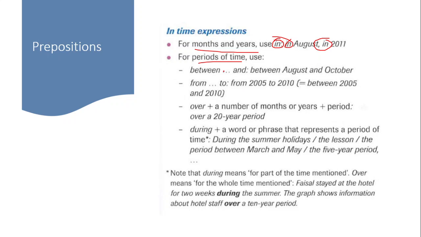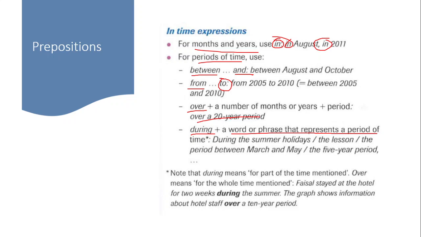Between, we always use between with and, so you cannot say between with to. When we have to, we always use from to, between, and. And we can also use over, like this one, over a 20-year period. During, with a word or phrase that represent the period of time.